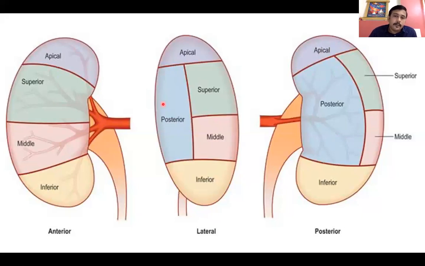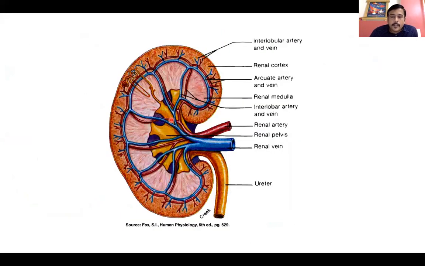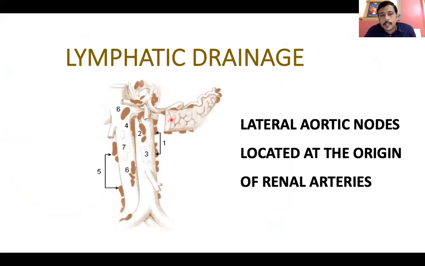Each lobule will have its own set of arterial network as well as venous network. This I already mentioned: the venous drainage begins from the peritubular capillary plexus and ends up forming the renal vein, which drains to the inferior vena cava. Coming to the lymphatic drainage of the kidneys, they are mainly drained by the lateral or para-aortic group of lymph nodes, which are located near the origin of the renal arteries.